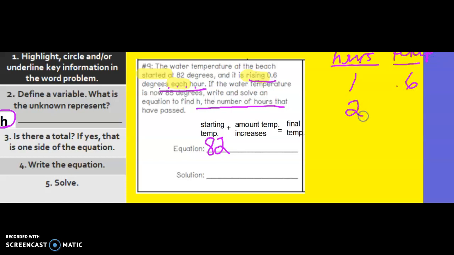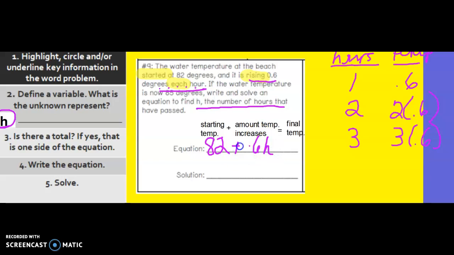In 2 hours, the temperature would have rose 2 times 0.6. In 3 hours, it would have rose 3 times 0.6. Every hour that goes by, it's going up 0.6 degrees. So if h is the number of hours, then the amount that the temperature is increasing is 0.6 times h.